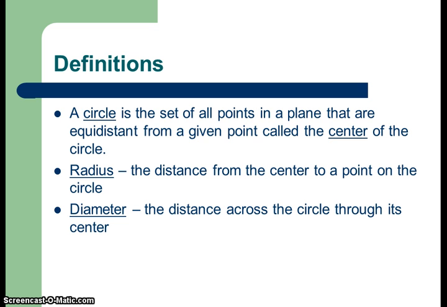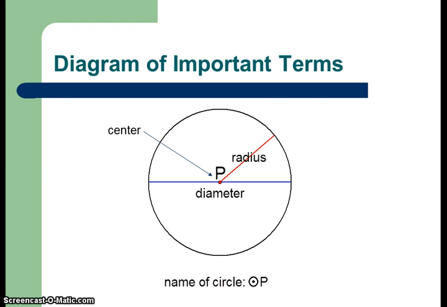Radius, this again should just be review for you guys, is the distance from the center to a point on the circle, and the diameter is the distance across the circle through its center. And just to get a visual, here we go. So radius is half the distance across the circle to the center point, and the diameter is the full way across. So if you know the diameter, you can just chop that number in half and you would have the radius. For example, if the diameter was 10, our radius would be 5.